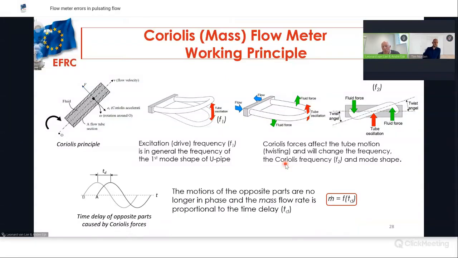Due to the fact that it is twisting, you have a twist angle, and that means that you also have a phase shift or phase angle between the two legs. So if you've measured the both thickness here, you can see that the mass flow rate is proportional to the time delay of that phase shift.